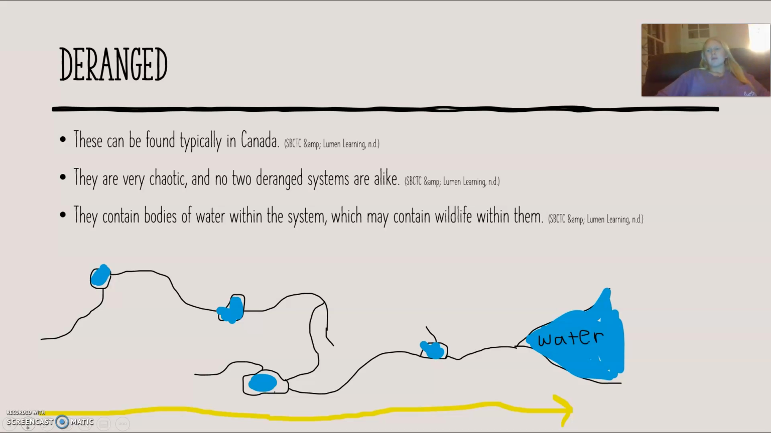Now, normally streams do have wildlife within them, the consequent streams and all that, but these are actual bodies of water that may have some still areas in them, which may allow for some different species to live in them rather than the fast flowing stream areas. So the water starts out and it flows all the way down through all these beds and these little small lakes and stuff all the way down into the bigger body of water.